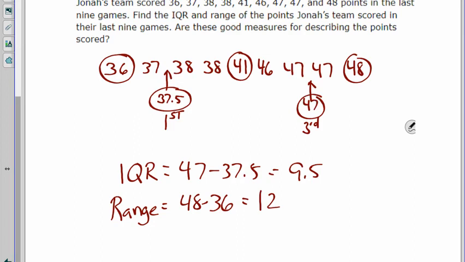So looking at this, what does that mean? Well, the entire spread of the range is 12. The IQR is almost the same thing. So that means everything's kind of tight together, right? All the data is pretty close to that interquartile range, or middle 50%.